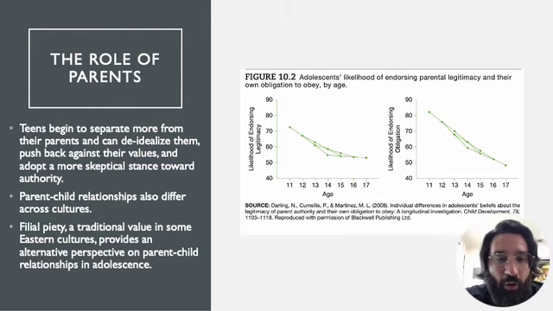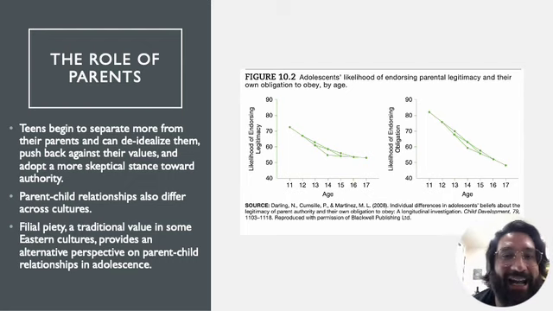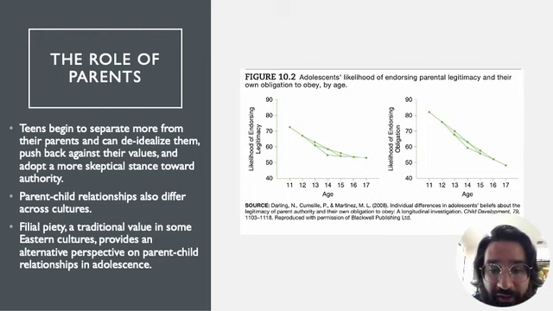And so as we noted, right, the role of parents is shifting in adolescence. Teens begin to separate more from their parents and maybe begin to de-idealize them a little bit more as they get older, push back a little bit more against their values, adopt a more skeptical stance toward authority, as we mentioned earlier. And parent-child relationships, right, vary and differ across cultures. There's that idea of filial piety, right, a traditional value in some Eastern cultures, which provides an alternative perspective on parent-child relationships in adolescence.